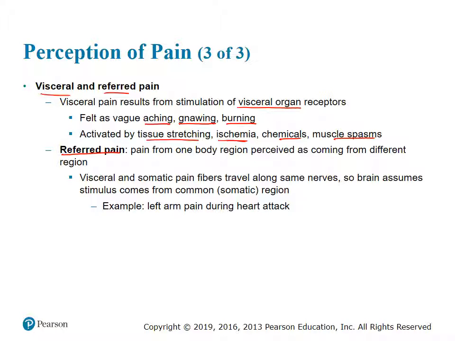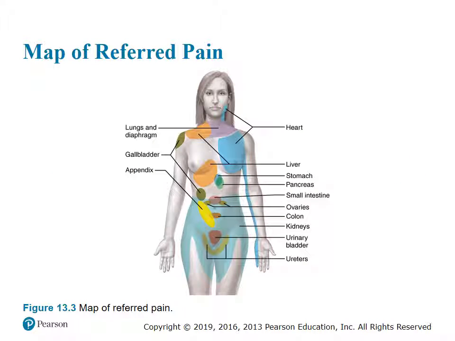Referred pain is commonly used in medical science because we can use this as a tool to actually identify where a particular tissue damage, malfunction or abnormality would be located. And we see this as a body region, right? Pain from a body region perceived as coming from a different body region. And so this figure here, 13.3, looks at the referred pain on a map, right?